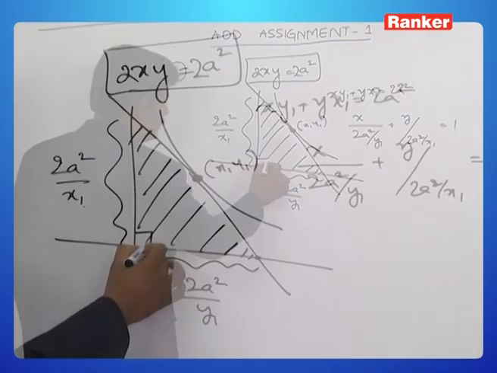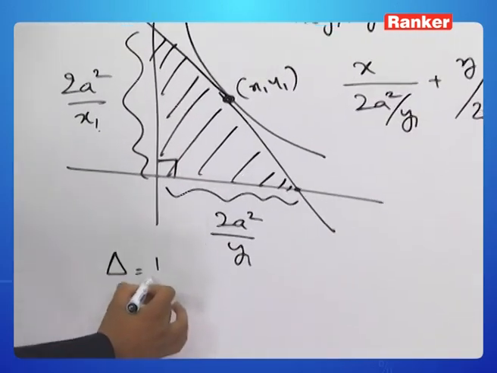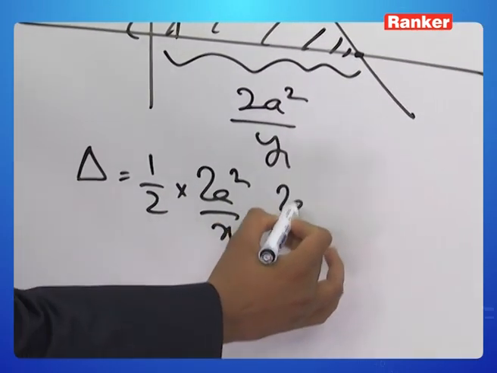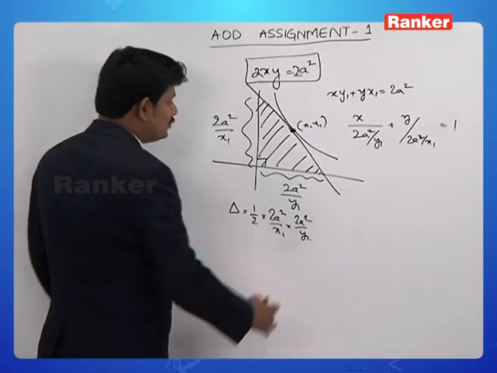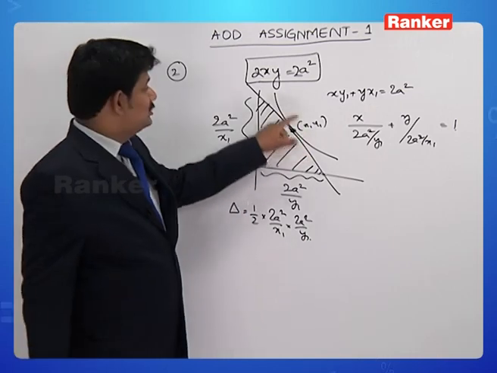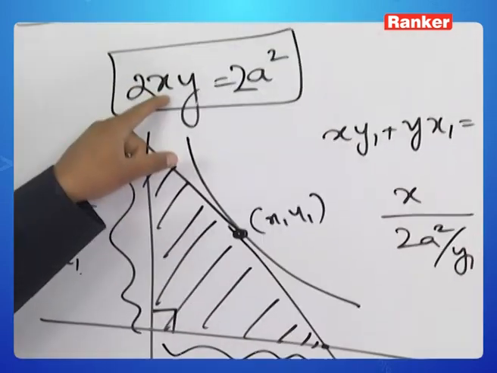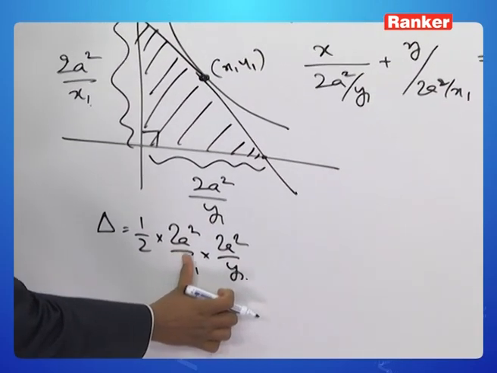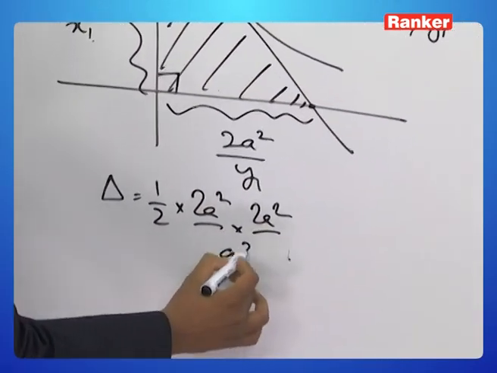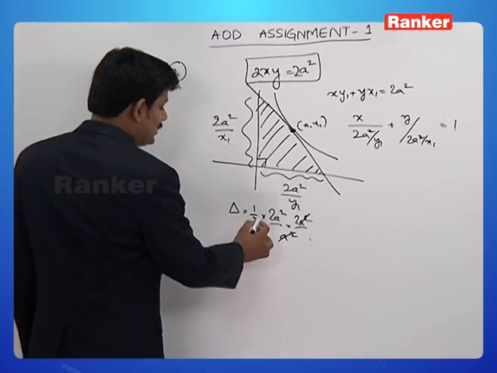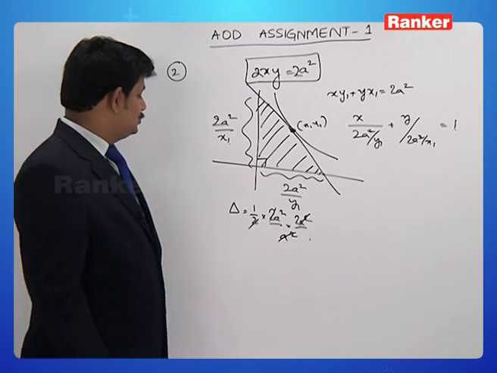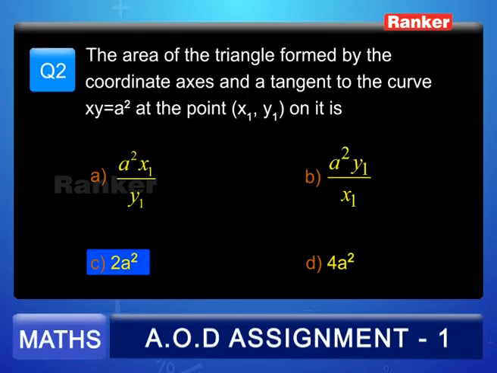Now we can see a right angle triangle, and its area is equal to half into 2a square by x1 into 2a square by y1. Also we know x1, y1 is a point on this curve, so x1 y1 will be equal to a square. We can replace it by a square, a square gets cancelled, 2 gets cancelled, and the area of the triangle is 2a square, which is option C.